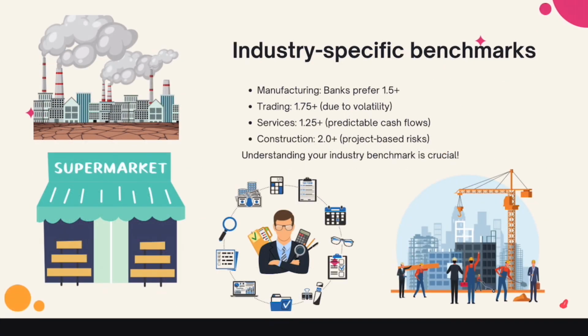So now industry specific benchmarks. For a manufacturing unit, banks prefer the DSCR should be more than 1.5, and for a trading unit it is more due to its volatility. It should be more than 1.75. And what about the service industry? That is 1.25. Predictable cash flows, right? And the construction industry requires more than that. That is 2.0. Your DSCR should be more than 2.